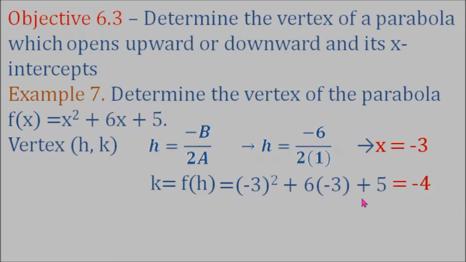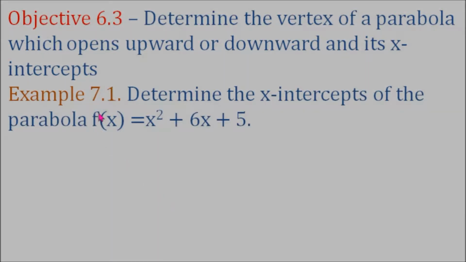Then simplifying this, we have negative 4. So that means our vertex has coordinates negative 3, negative 4. Example 7.1. Determine the x-intercepts of the parabola f of x equals x squared plus 6x plus 5. So here, we are going to solve the equation. So we have x squared plus 6x plus 5 equals 0.